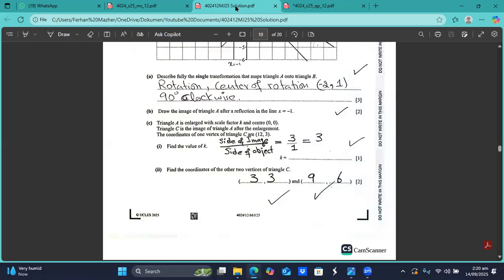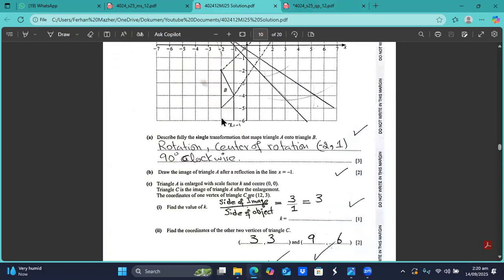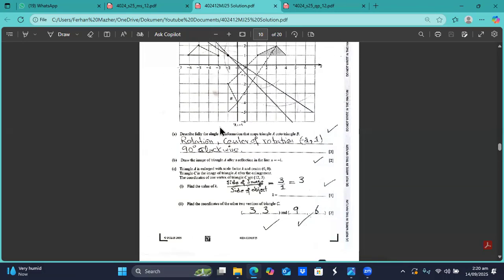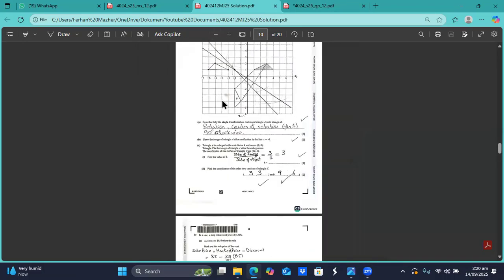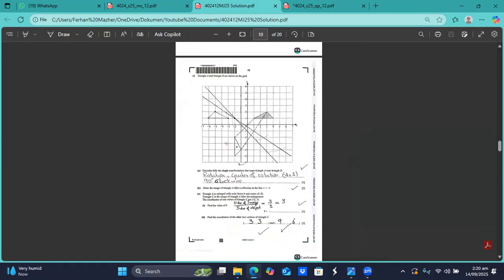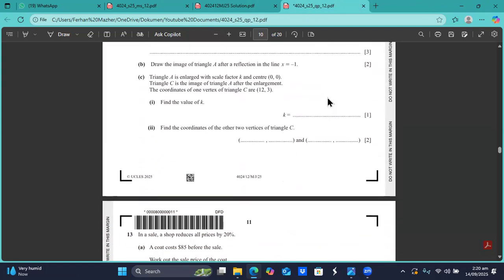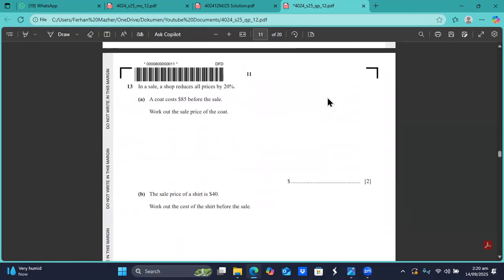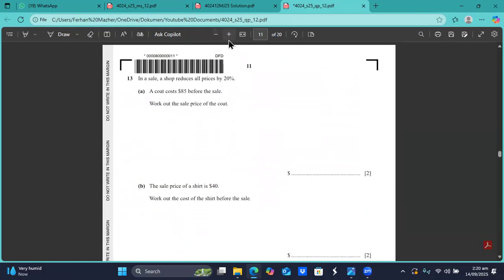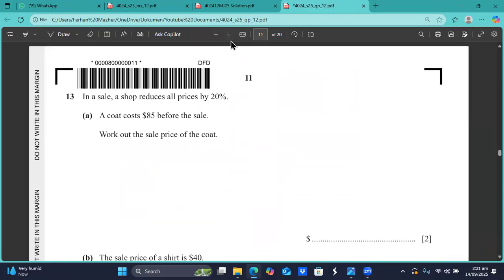So this was how we did the question number. A little difficult question that was. Then we have question number 13. So now we are on the question number 13.